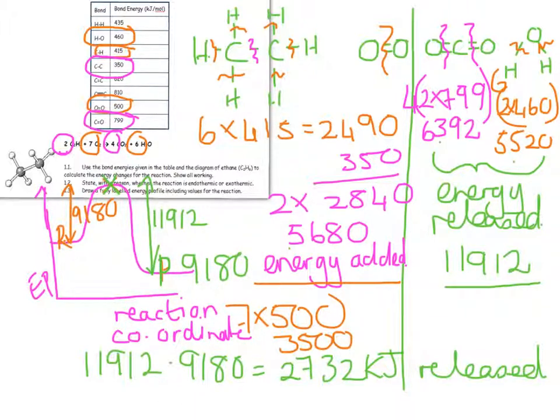And finally, I need to say what the net energy change was. So my net energy change was the 2,732. I've now labeled that diagram with values.